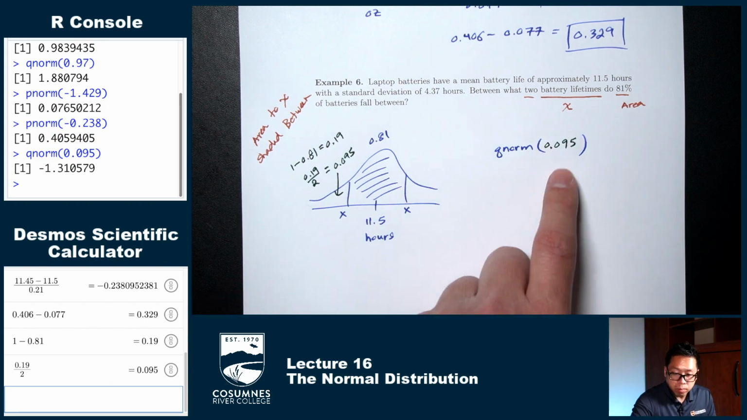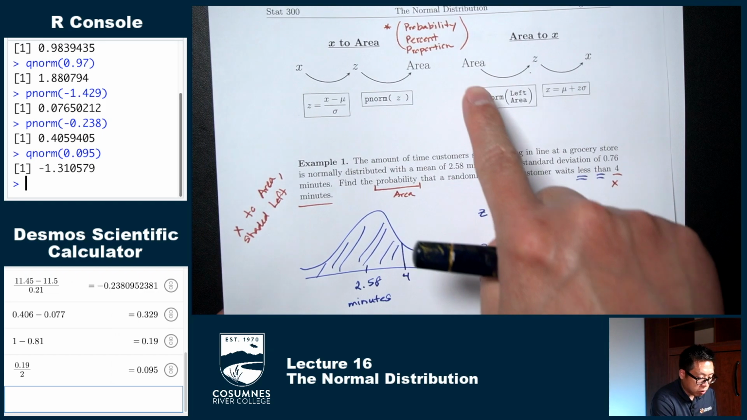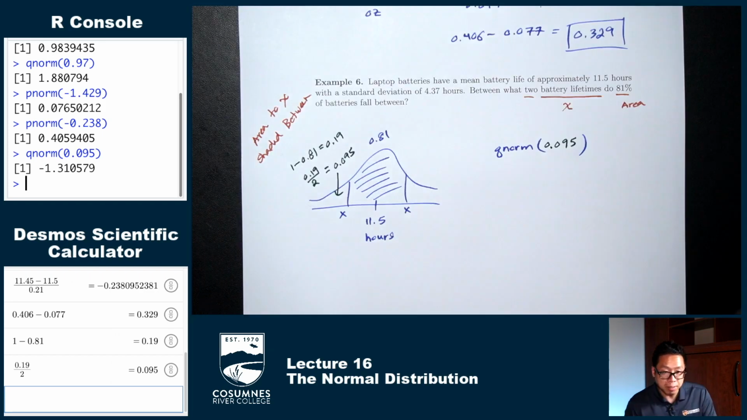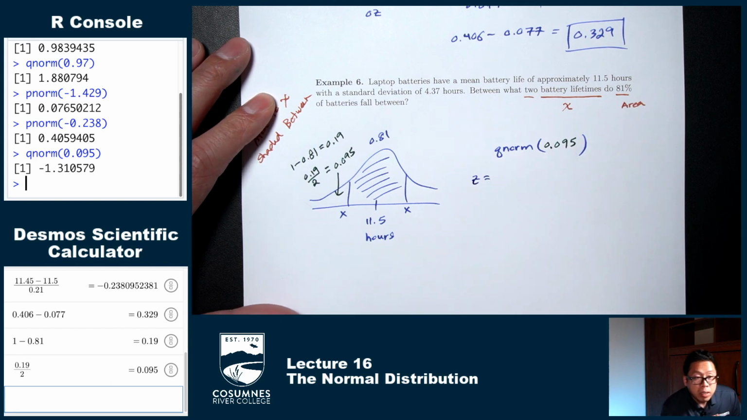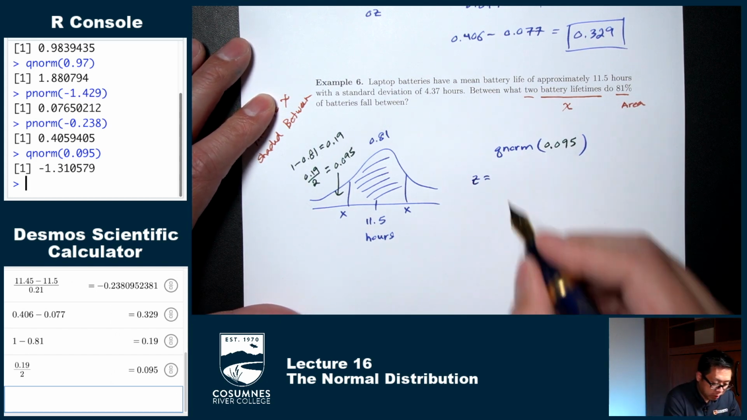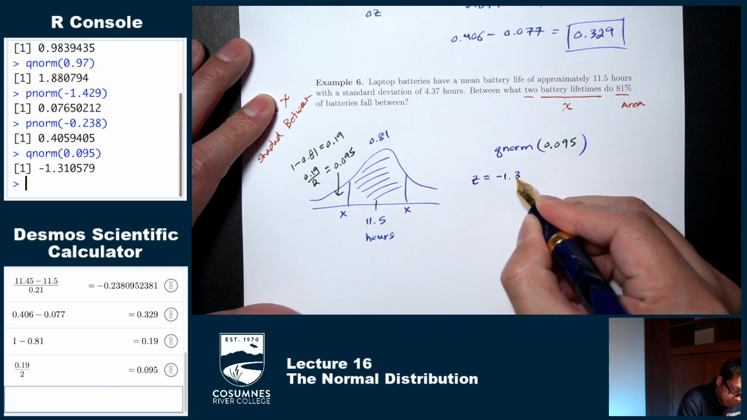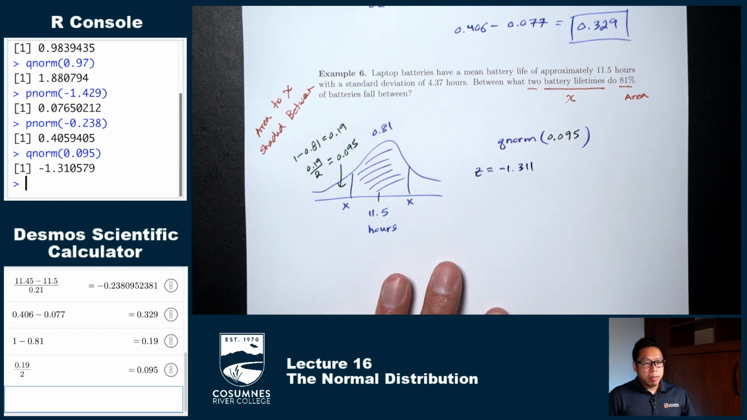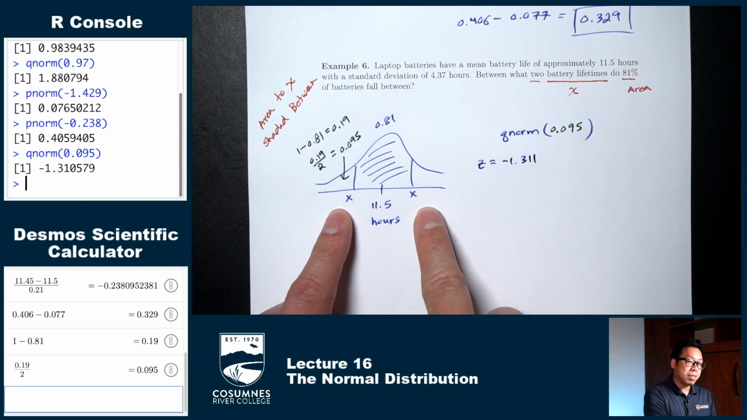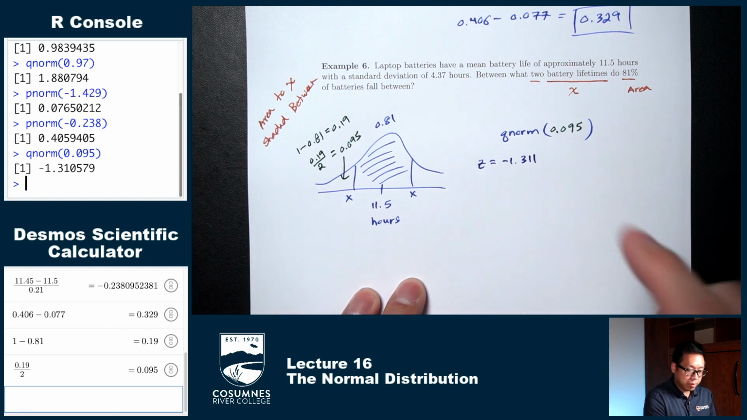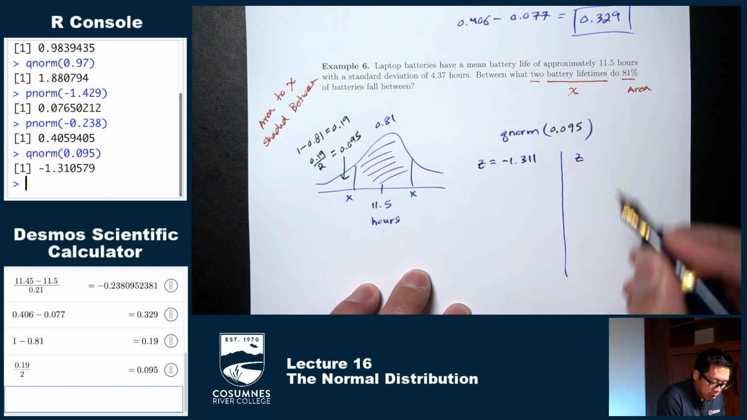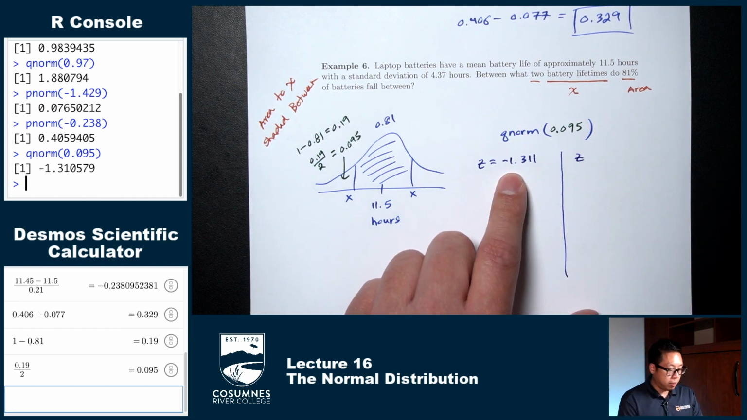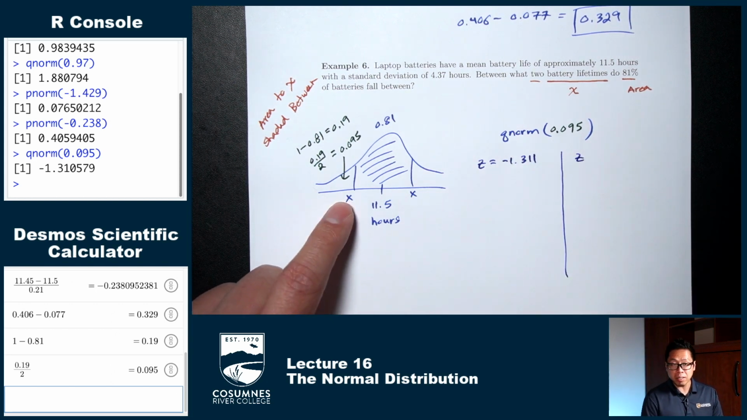Remember, qnorm goes from area to a z, so that was a z: negative 1.311. Now remember, I want two x's at the end of the day, so I actually need two z's. That's one of them. So negative 1.311 goes with this left x.